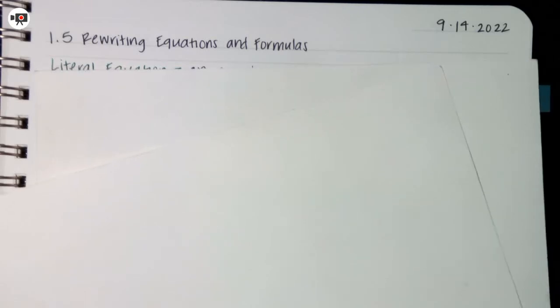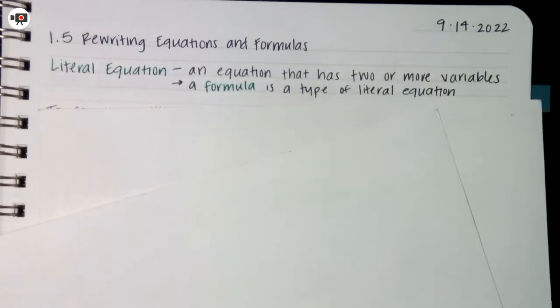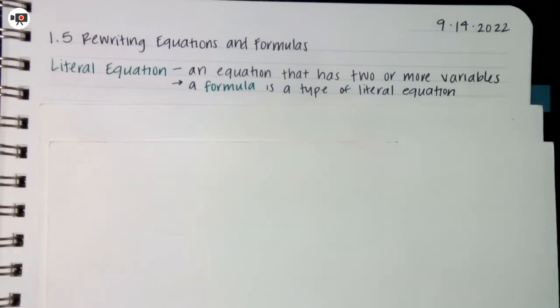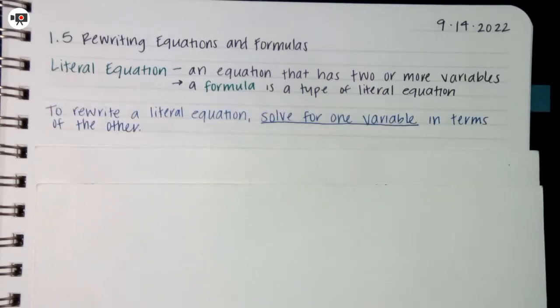This is 1.5, rewriting equations and formulas. We have something called a literal equation, and that is an equation that has two or more variables. And a formula is a type of literal equation. So to rewrite a literal equation, we're going to solve for one variable in terms of the other. That means we're going to get one variable all by itself and put everything else on the other side.